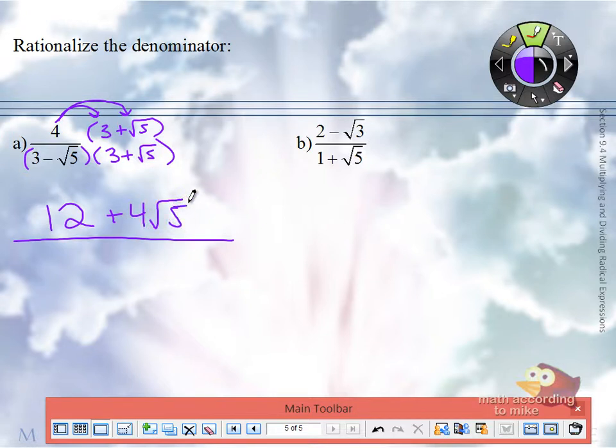Downstairs, we have 2 terms times 2 terms. What do we have to do? FOIL. What would it first give me? Outer, plus 3 radical 5. Inner. Good. Last. Yep. Minus times positive makes minus. Radical 5 times itself is 5.